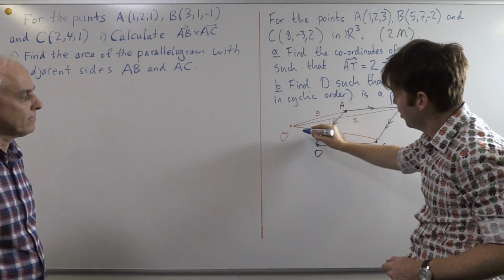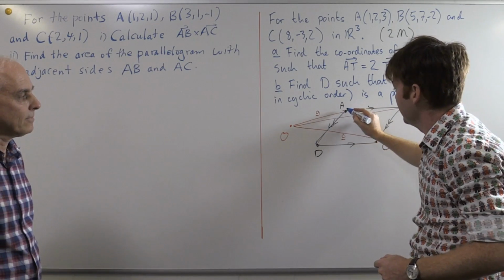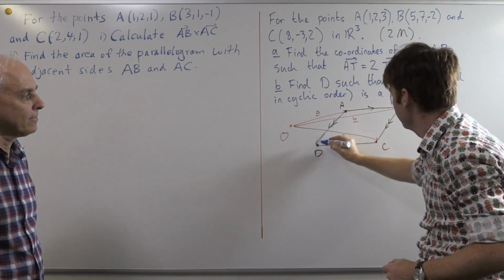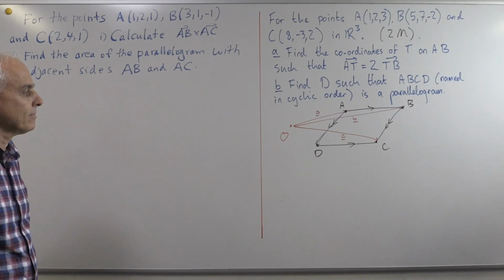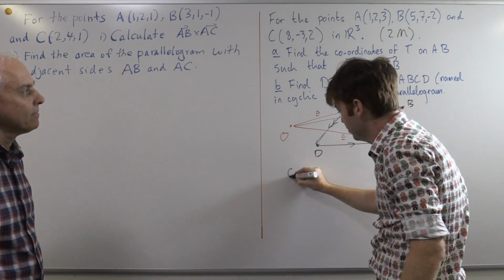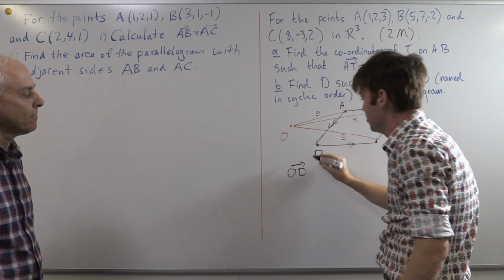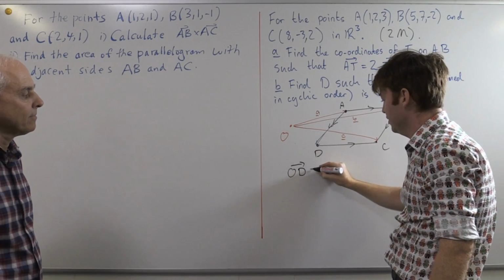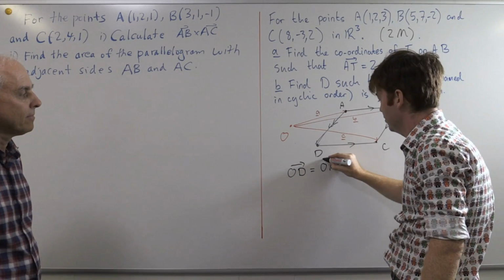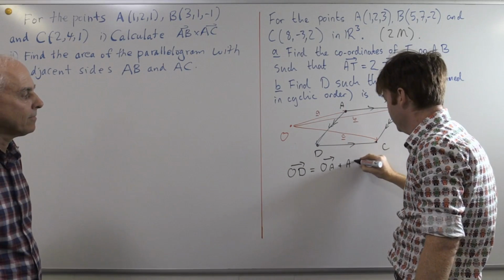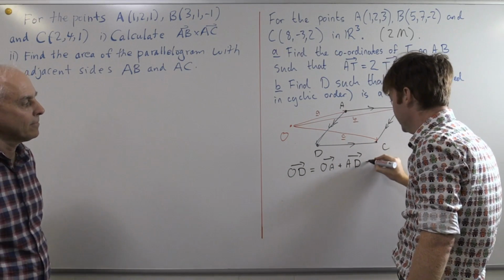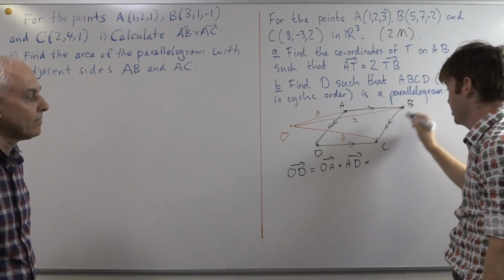So in order to get from O to D, I might first go up to A and then along by this vector here, which is just the same as BC. So to get to OD, I'm going to first go up to A, and then I'm going to go along AD. But that's just equal to, AD is just equal to BC.